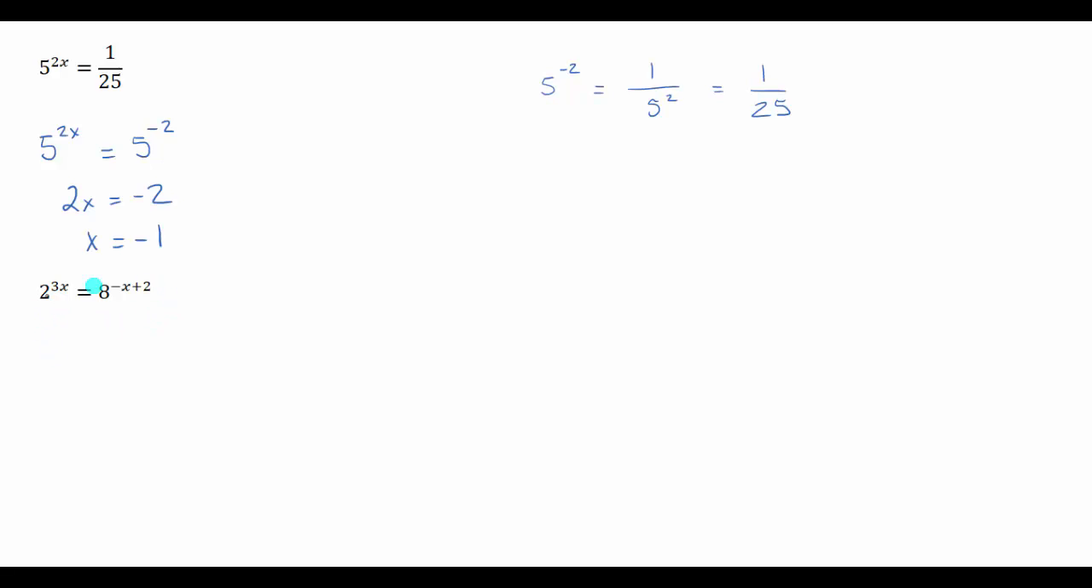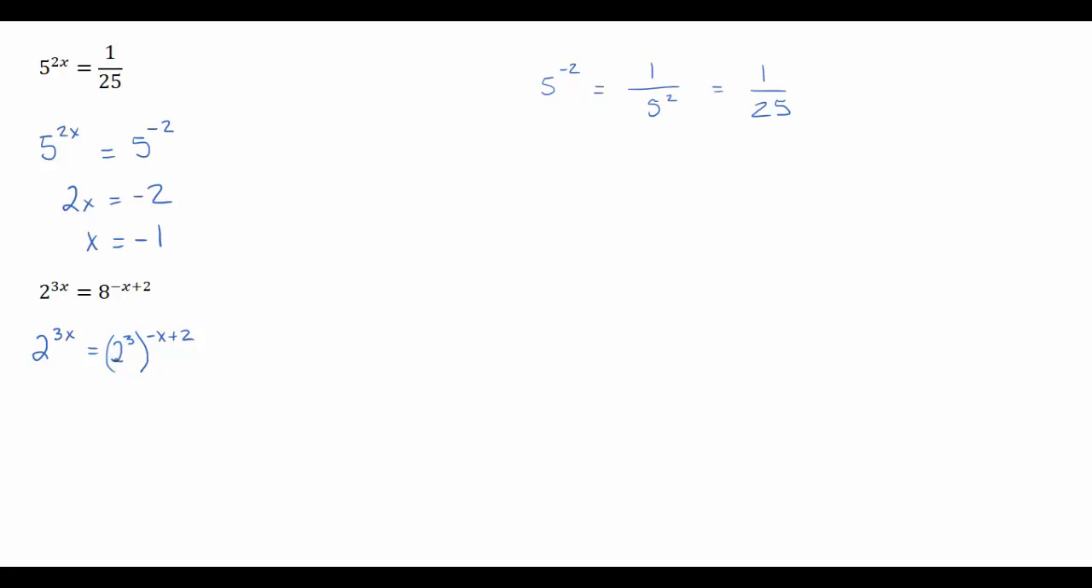Now this one's a little interesting problem here. I have a 2 to the 3x and an 8 to the negative x plus 2. Of course, 8 is 2 cubed. So let's see what happens here. I'm going to replace 8 with 2 cubed, but it already has an exponent on it of negative x plus 2.